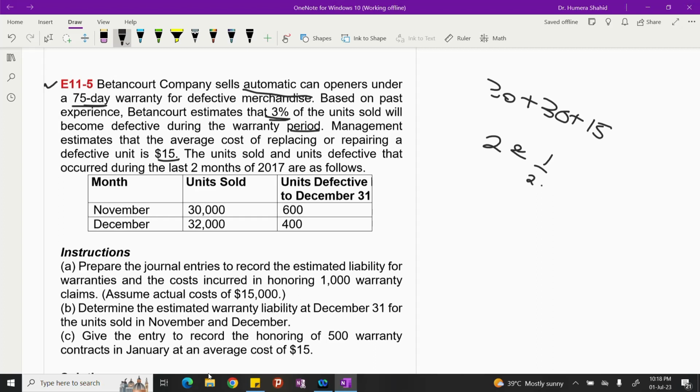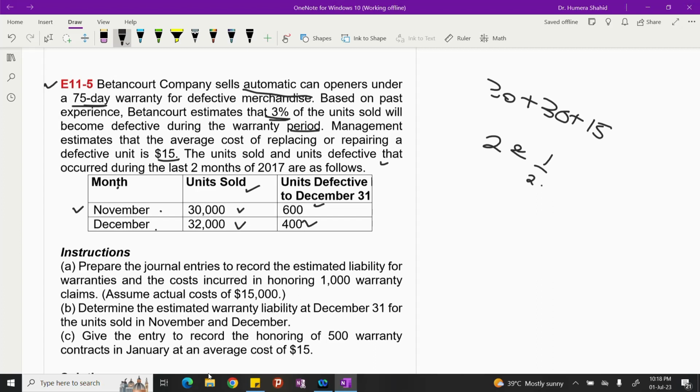The units sold and the units defective that occurred during the last 2 months of 2017 are as follows. The last two months are November and December. In November, 30,000 units were sold and 600 units came back defective. And then in December, 32,000 units were sold and 400 units came back. If you remember, for November, we can still expect that more units will come back. Why? Because from November till December, only 2 months are over, 15 days are still there. So maybe in January, we can expect more units. And for December units sold, we have December, January, and 15 days of February. So like this, the calculations happen.